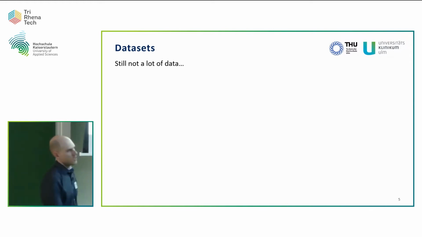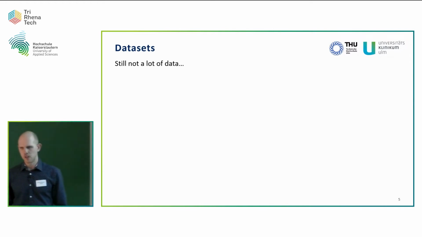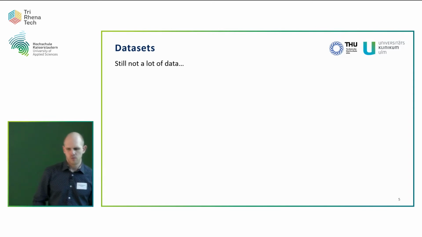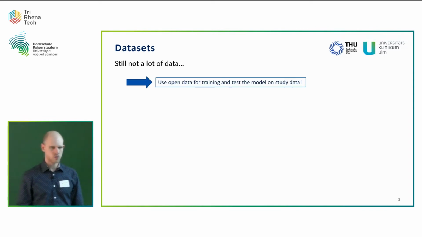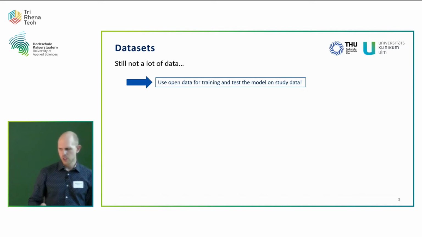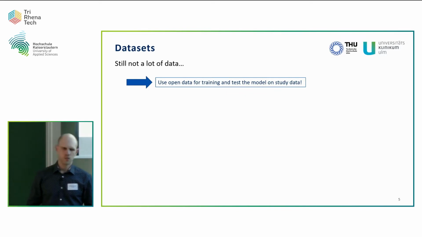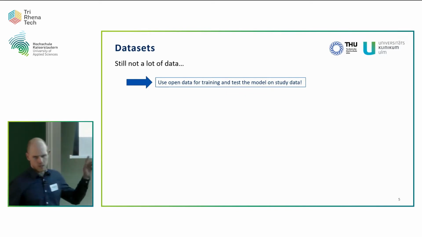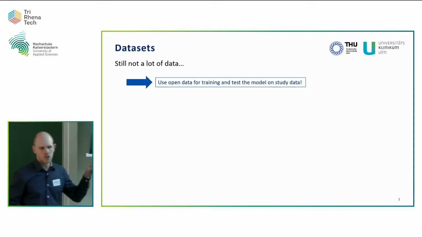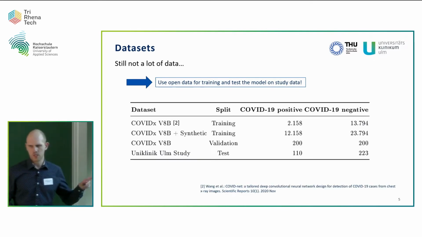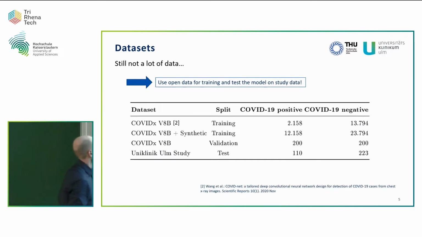So we still don't have a lot of data here. And we thought, okay, we use this opportunity to get a very clean data set from the Uniklinik Ulm and use some openly available data that you can find online. There have been put together very good data sets for COVID detection, and we are using one of them as a training data set, and we test our model on the Uniklinik Ulm study data. The data sets we're using, you can see them here real quick.